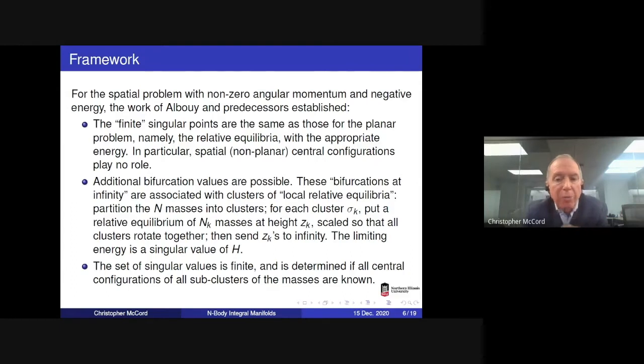So you get all possible subclusters of masses, and all possible central configurations associated with those subclusters generates all possible singular values. That's still a finite set. And again, knowing all of those bifurcation values requires knowing all of the central configurations of your N masses and all subclusters.